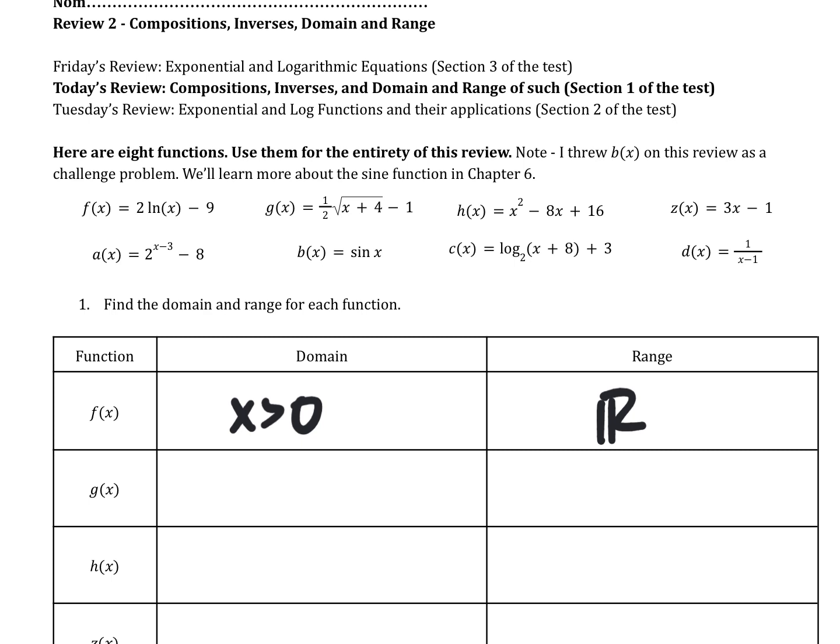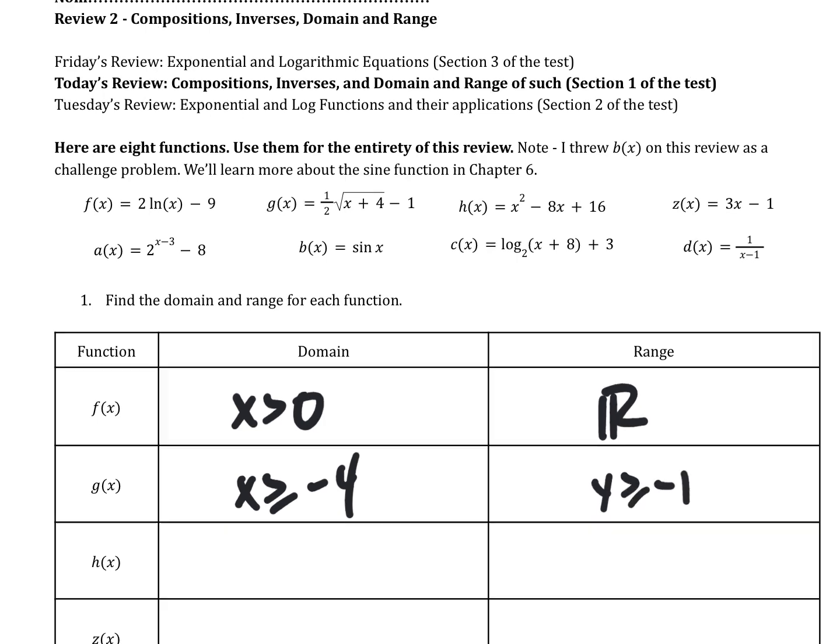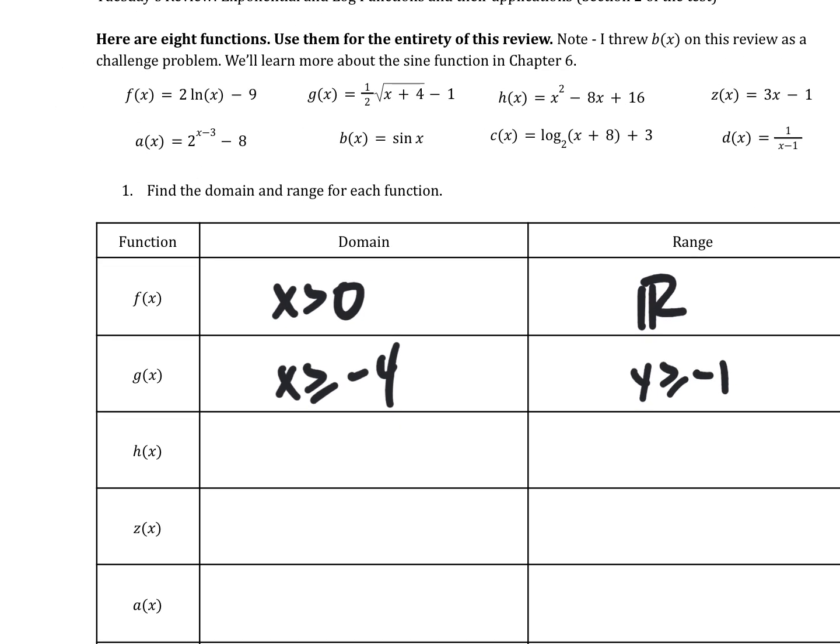G of x, x is greater than or equal to -4 because otherwise it's undefined. The -1 is a translation down 1 unit, so we have y is greater than or equal to -1. H of x is a polynomial, so it's all real numbers for domain. For range, you'd have to figure out the bottom value of the vertex of the parabola, which is going to be 0 in this situation, so it's y is greater than or equal to 0.